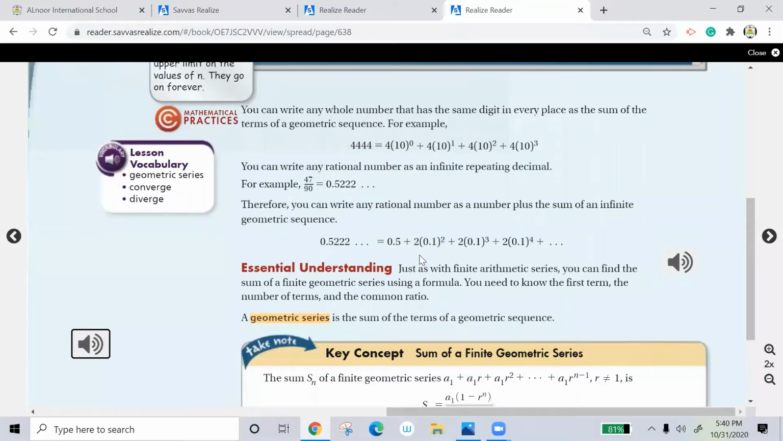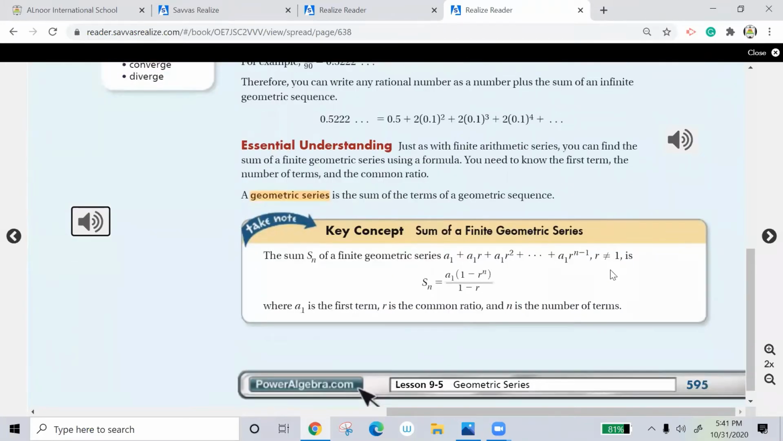From this lesson, we will know the meaning of geometric series, converge, and diverge. First, we will discuss geometric series. A geometric series is the sum, from the word sum, the total of all the numbers from a geometric sequence. So a geometric series is the sum of the terms of a geometric sequence.